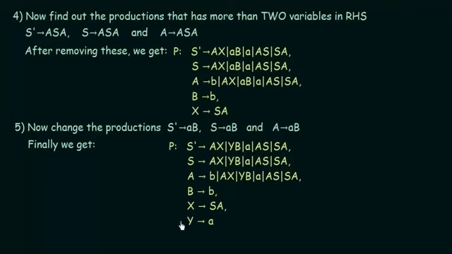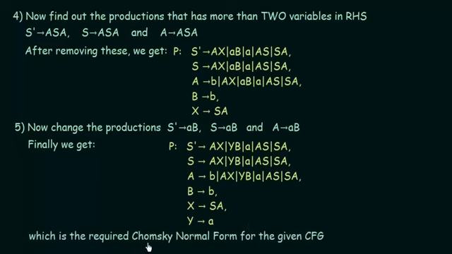So finally we get this production, which is the required Chomsky normal form for the given context-free grammar. If you check these productions, they are following all the rules of Chomsky normal form.